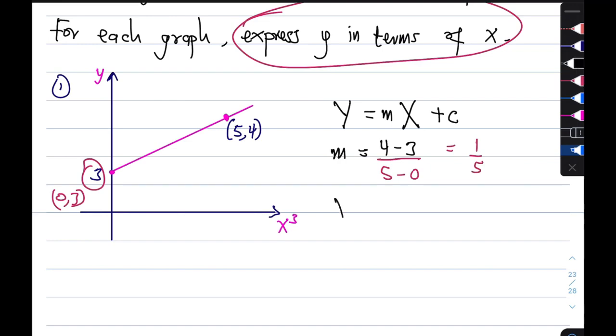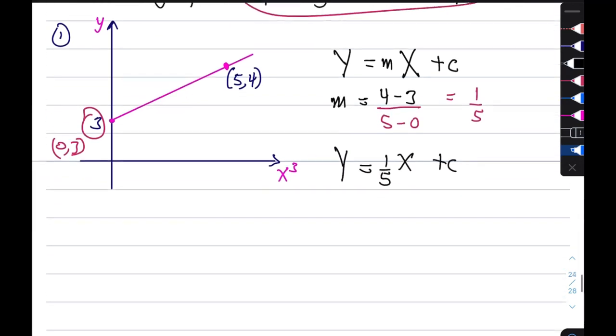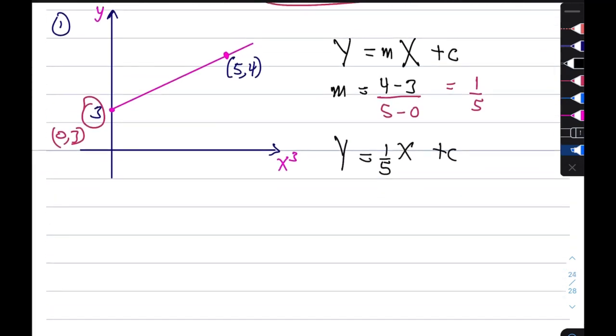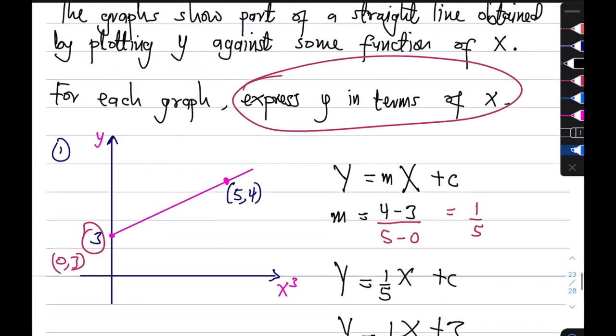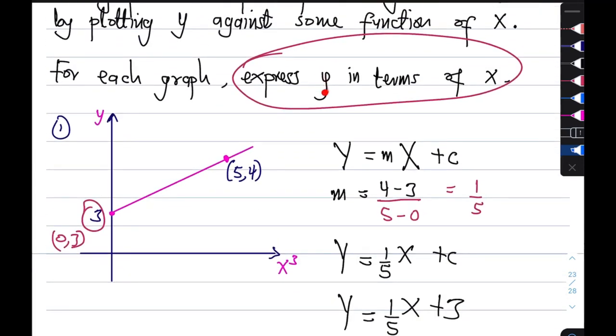That means that you have y is equal to 1/5 x plus c. Now the next thing that you want to do is to find the value of c. Now c is the y-intercept, right? C is the y-intercept, and the y-intercept is 3. So we can just write this as y is equal to 1/5 of x plus 3, okay? But you are not done. Why? Because the question says to express small y in terms of small x, okay?